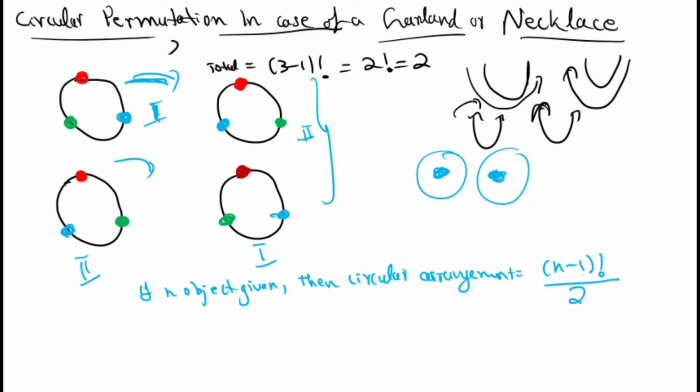In this case, by the direct formula we have two arrangements, but our observation is that the two arrangements are also the same, right? So 2 by 2 is equal to only one arrangement available for this necklace.